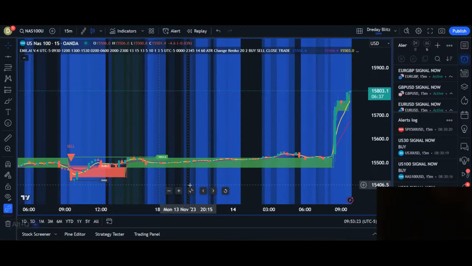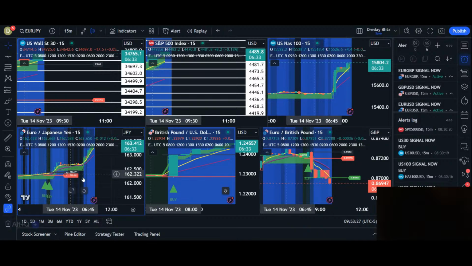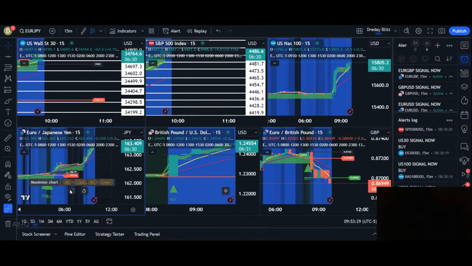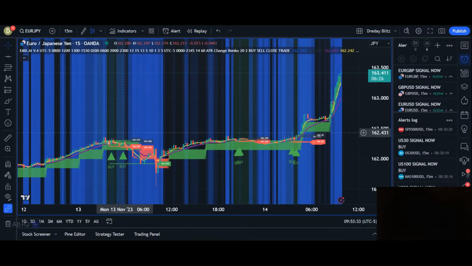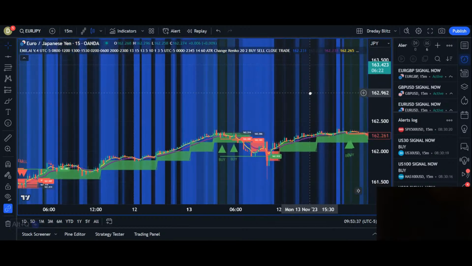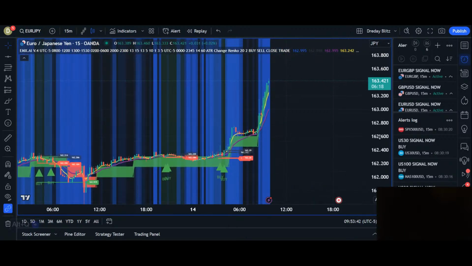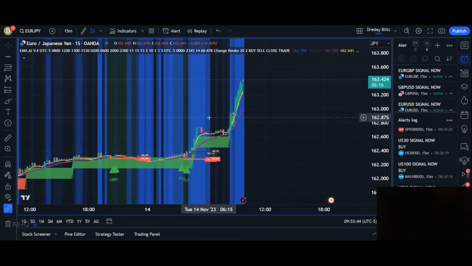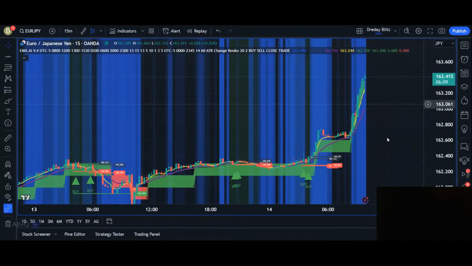So now let's look at the forex pair. The first forex pair we're looking at is Euro USD, but right now we have Euro JPY. So I'm going to look at Euro JPY. I know Leon is trading the Euro JPY pair, so we're going to look at it first. Let me close this. Perfect.